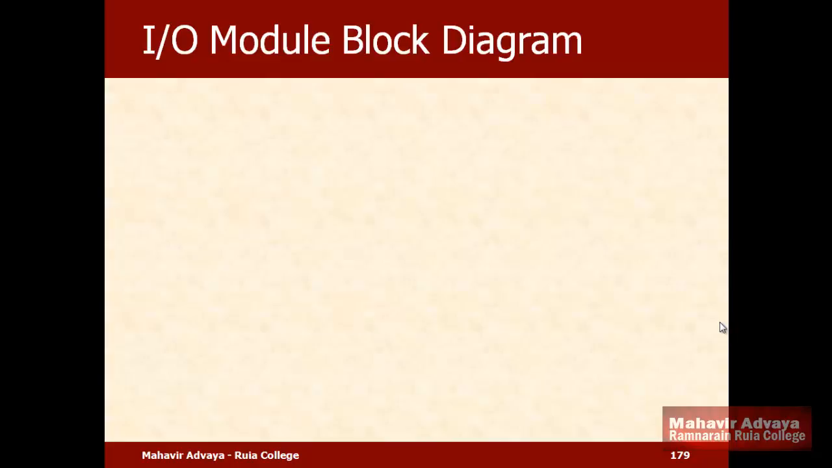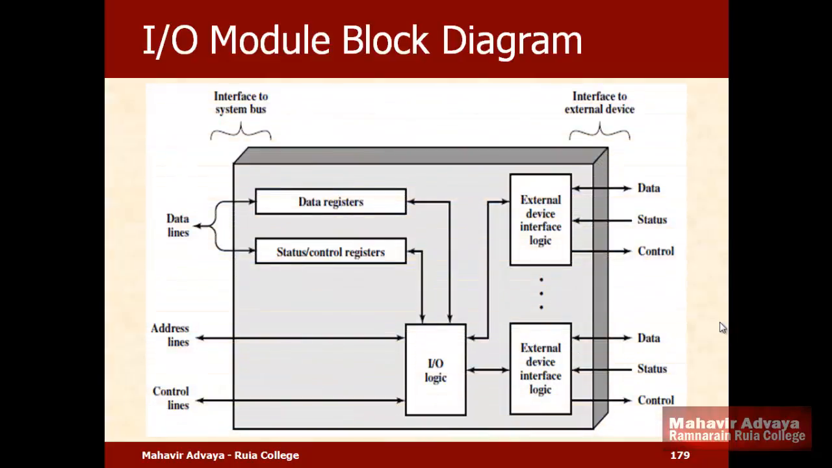Let's have a look at the input-output module block diagram. So this is the block diagram of the input-output module. We'll see how the input-output module gets connected to the external devices using the external device interface logic. The external device gets connected to the other peripherals using the data, status and control lines. This is what we discussed in the previous lecture.